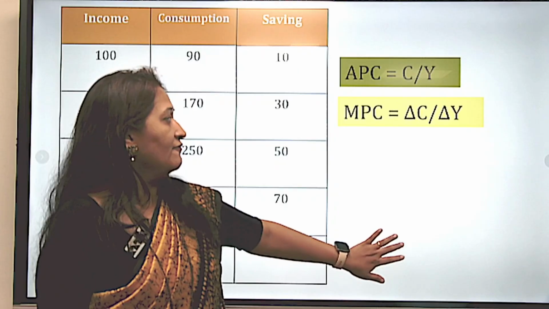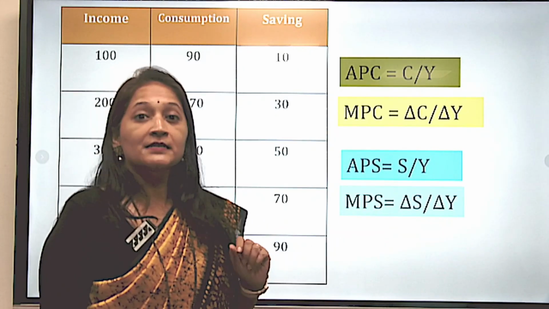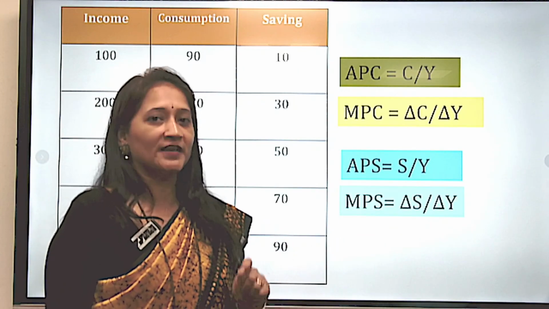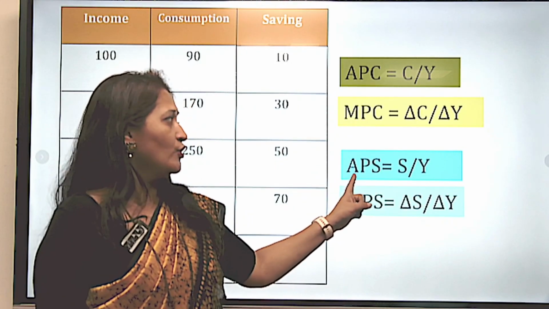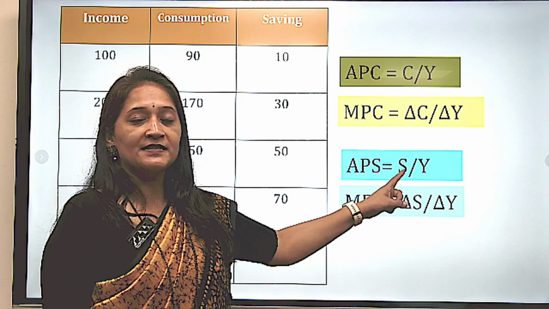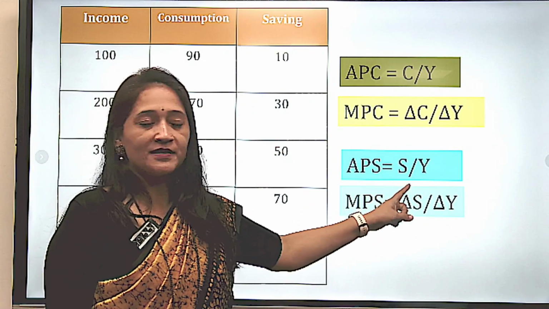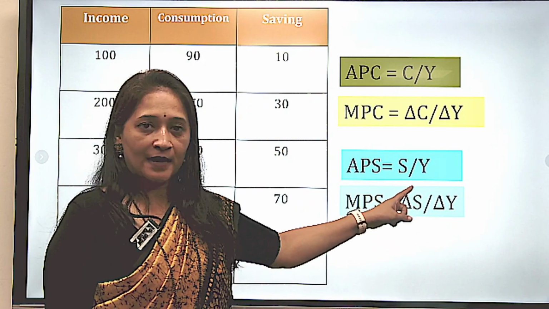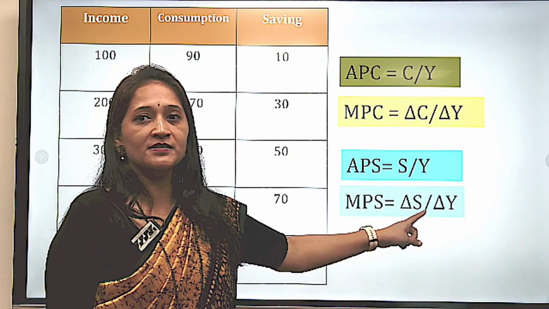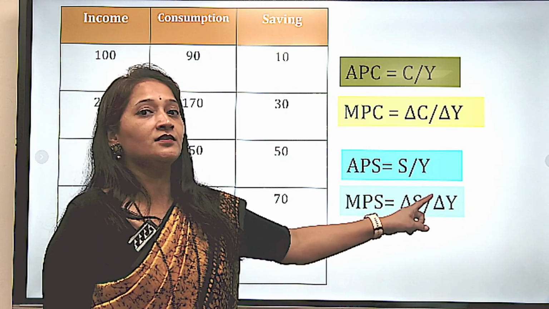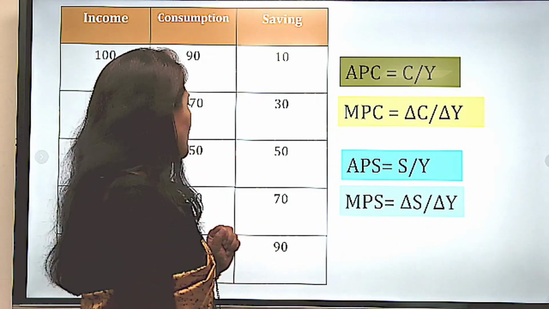For calculating the value for average propensity to save and marginal propensity to save, we are going to use the formula S upon Y, that is total savings upon total income, and for marginal propensity to save, change in savings upon change in income.